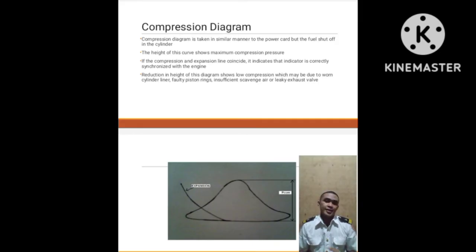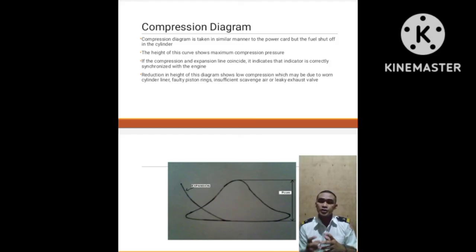The compression diagram is taken in a similar manner to the power card, but the fuel is shut off in the cylinder, so it is cut off. The purpose of this compression diagram is for us to check the alignment of the indicator cam with the indicator cup. This means that this compression card is telling us the indicator drum rotation is in alignment with the main engine piston.